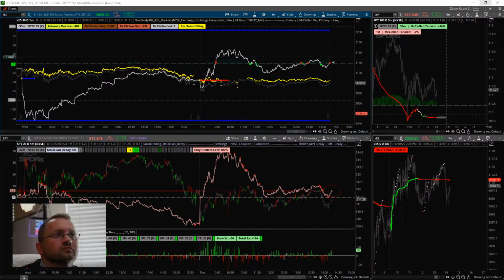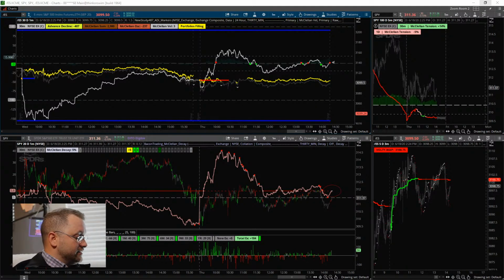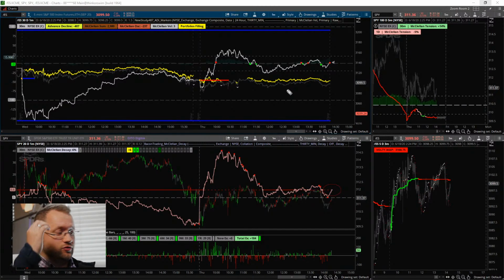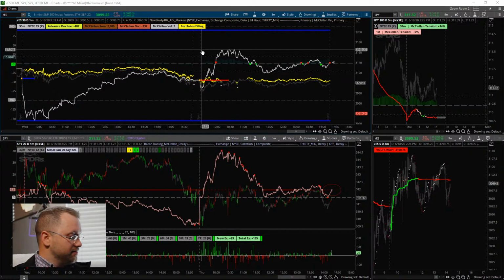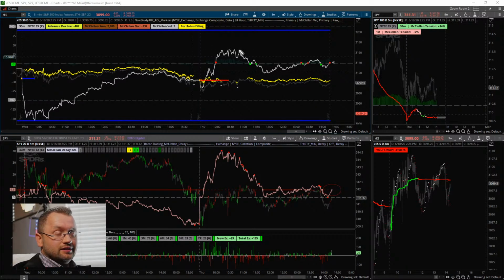All right. So let's take a look at what's going on right now. The first thing I want to say before we get into this is I want to make sure everybody understands what's going on here. The process of detecting liquidity.